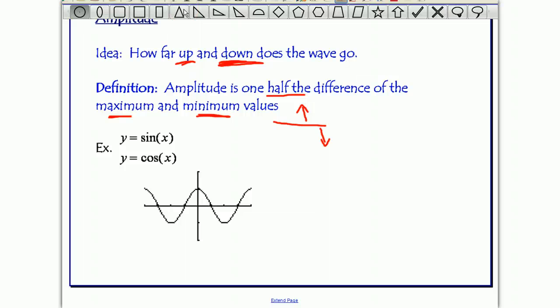Sorry about that little technical difficulty there with that circle popping on, but I paused it, we got rid of the circle. Let's go back here to our cosine graph. It's a little unprofessional here, but we'll be all right.